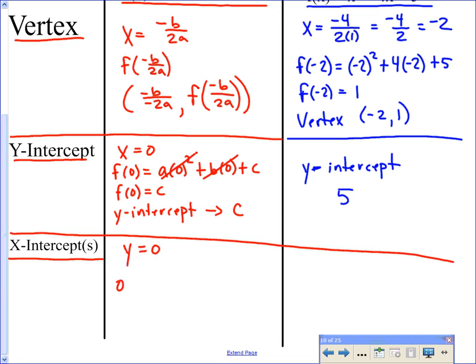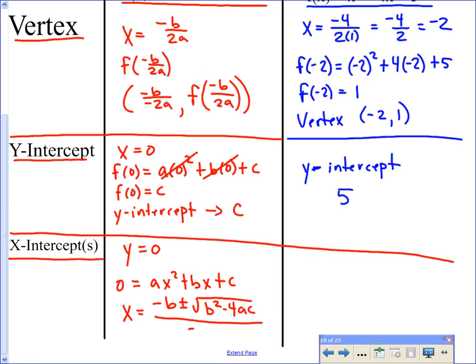And if we know y is 0, then I'm going to say 0 is equal to ax squared plus bx plus c. And we know how to solve this. We solve this using the quadratic formula. So this is just going to be the quadratic formula to find your x-intercepts. x is equal to negative b plus or minus the square root of b squared minus 4 times a times c, all over 2a.